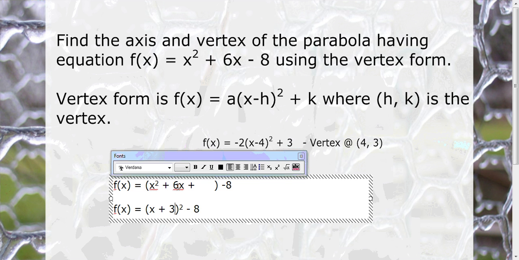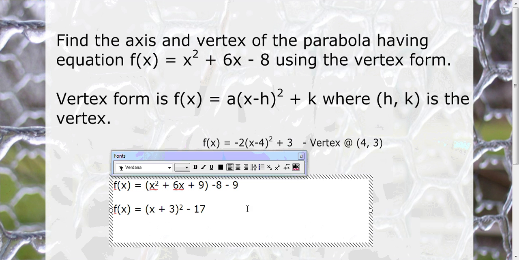Remember, your book says this very nicely in example 2: you find this number by cutting it in half and then squaring it. So you cut 6 in half, you get 3, and you square it, and you get 9. That's what we're adding in here. Before, we added 9 to both sides. Now since we're keeping it on the same side of the equation, if I'm adding 9 on the inside, I have to subtract 9 out here on the outside. So this 8 now turns into a negative 17. From this, you're pretty much done.